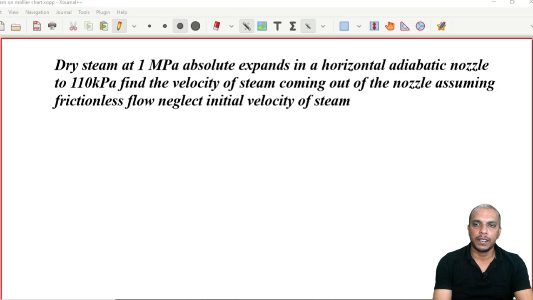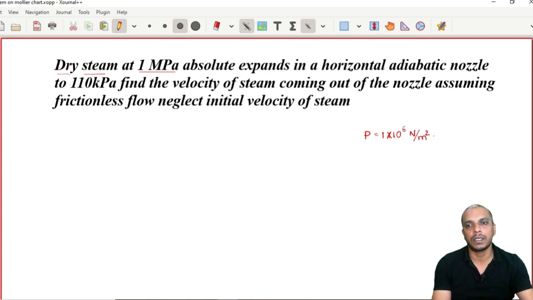Hello. In this class, we will start solving one of the problems on pure substance by using the Mollier chart. Let us take a problem. Dry steam at 1 megapascal. So, the steam state is given as dry steam and the pressure is 1 megapascal. So, it is 1 into 10 power 6 Newton per meter square.